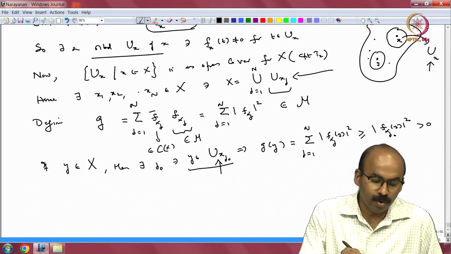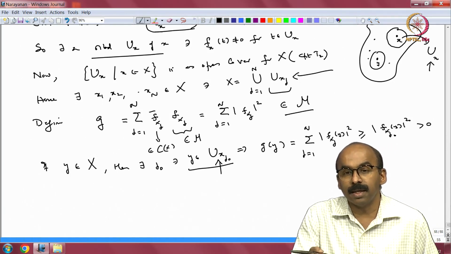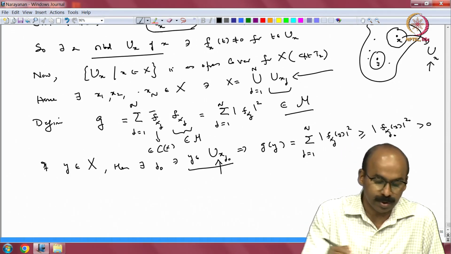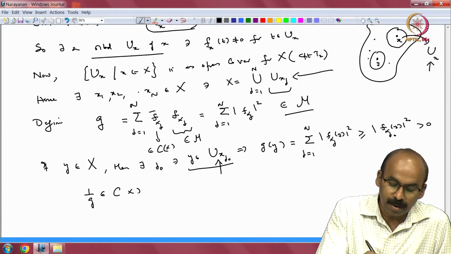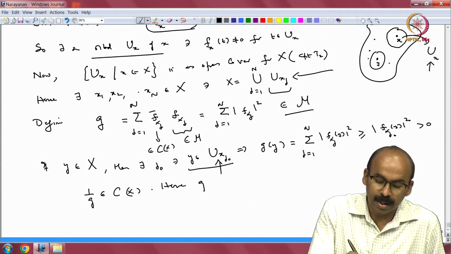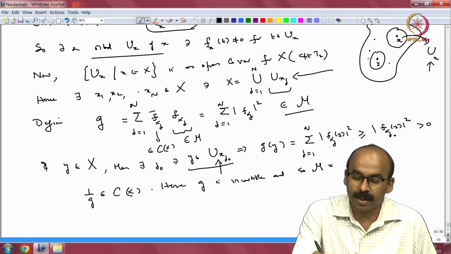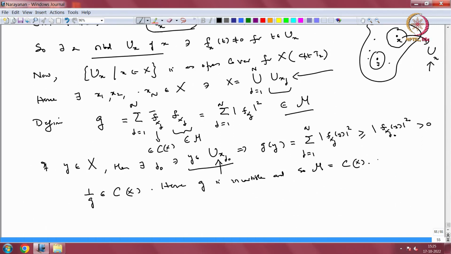So what did we do? We constructed a function in M which is never 0; it is strictly positive. Since g is continuous and strictly positive, 1 by g is also continuous, so g is invertible. And so the maximal ideal M will have to be the whole space. This is a contradiction, because it is a maximal ideal, so it is proper and cannot be equal to C of X. So the assumption was wrong, which means that M is equal to M x naught for some x naught in X.